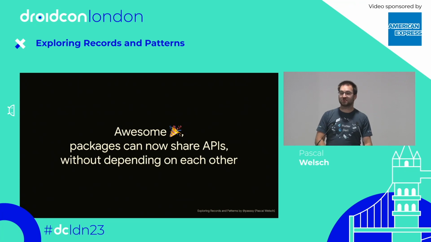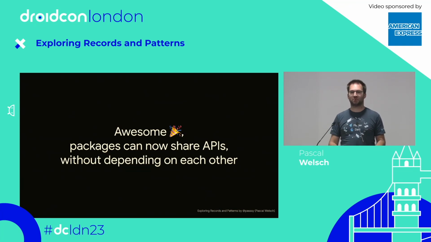Yeah, and packages now can share different APIs. For example, one favorite or one library which could be useful is the lat-lang library, where we have latitude and longitude in a single data structure, and there might be different packages that might make any calculations with it.